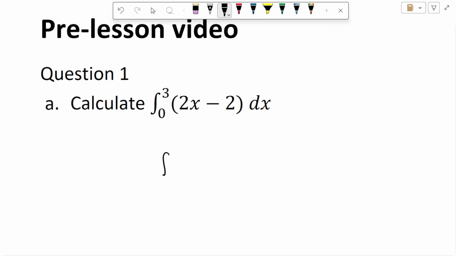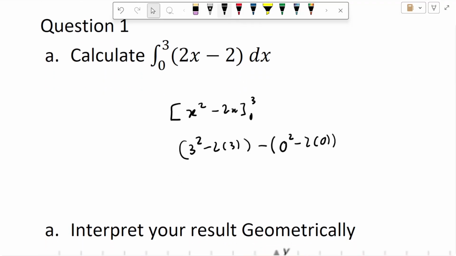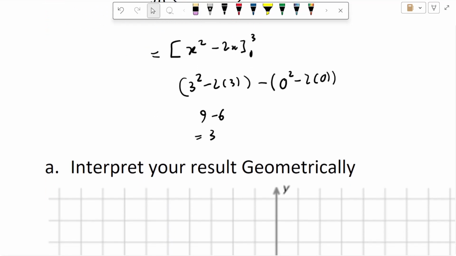So the integral from 0 to 3 of that is x squared, so that's the first term, and 2x from 0 to 3. So this becomes 3 squared, take 2 lots of 3. So that was the 3 bit. And then we've got to do the 0 bit, 0 squared, take 2 lots of 0. And if we work that out, that is 9 take 6, which is 3. So that was the integral there, it's 3.